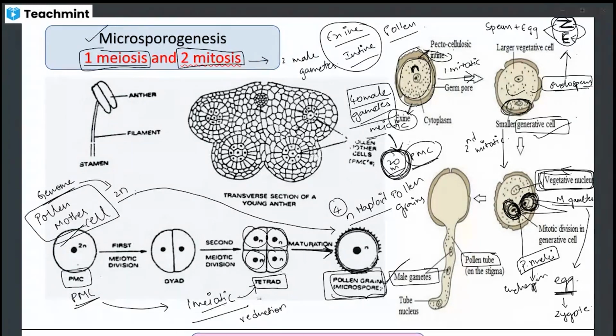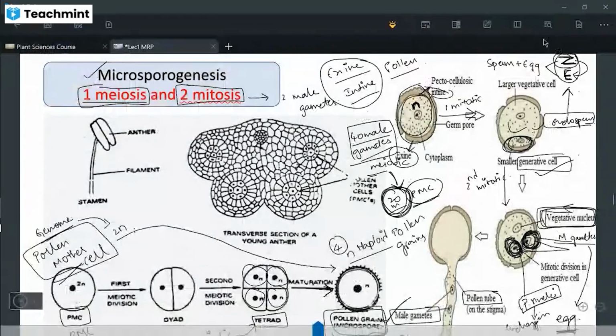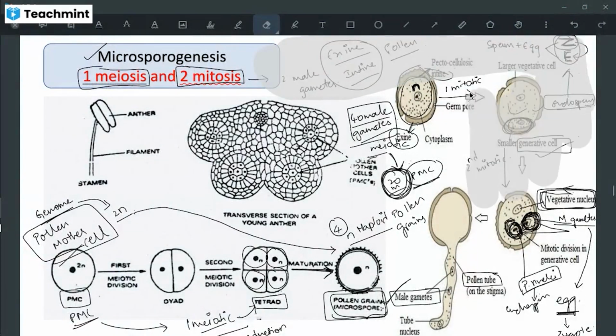Come on, you can answer. You just said that 40 male gametes, 20 meiotic divisions, and 20 pollen mother cells. So how many pollen grains?